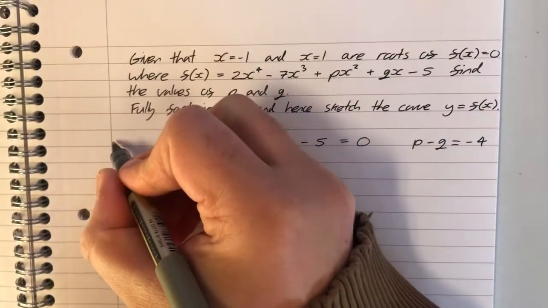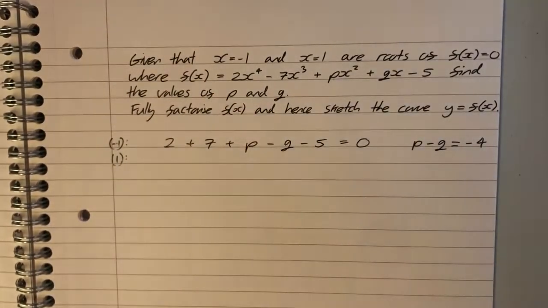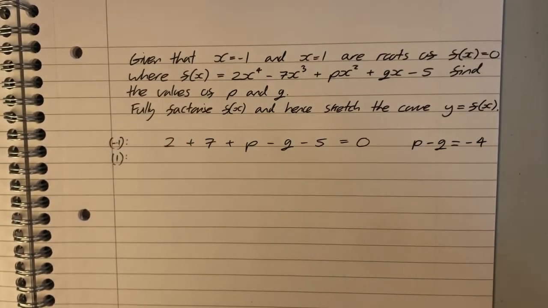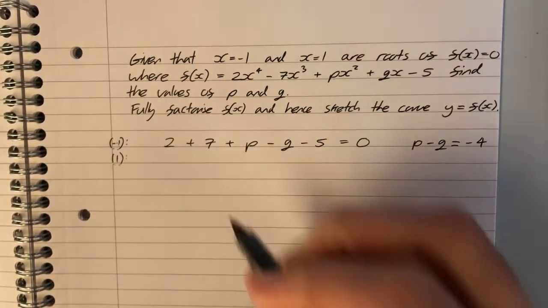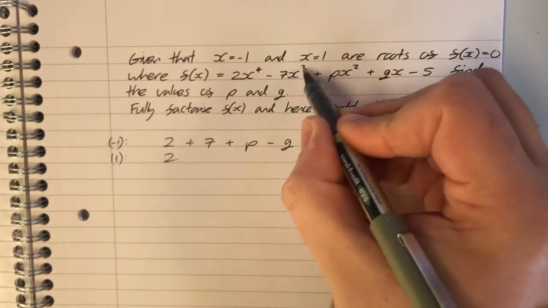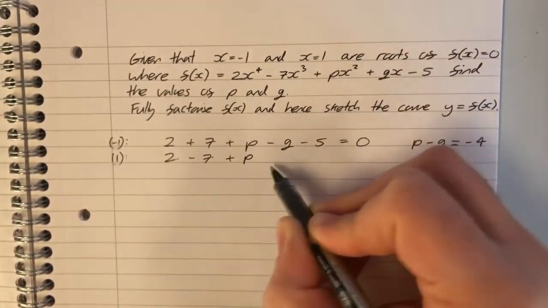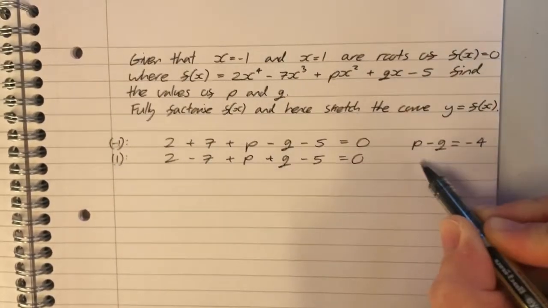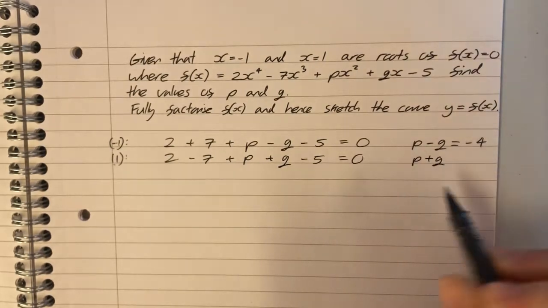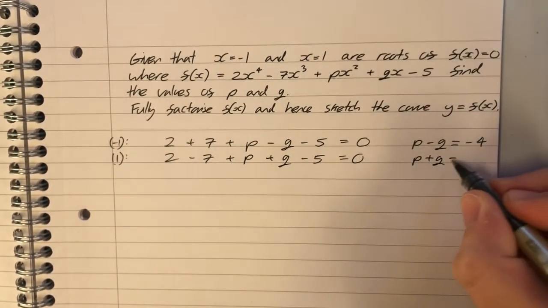We can now use the other root, which was 1, to give us another equation in p and q, which then we can use those 2 equations to solve simultaneously to find values for p and q. So plug in x is 1, we're going to get 2 minus 7 this time, plus p again, but this time it's going to be plus q, and the -5 is still there. And rearranging that gives us p plus q is going to be 5, plus 7 is 12, minus 2 is 10.